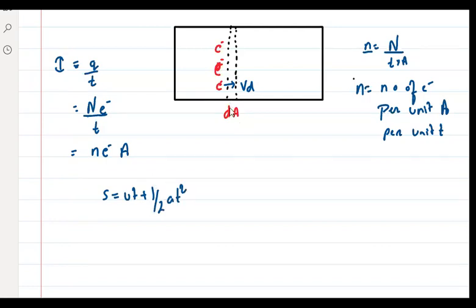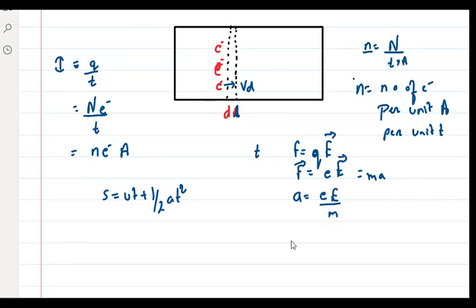Suppose this length is dl, and the electron moves this distance dl in time t. And the initial velocity u is zero. So the force acting on the electron is QE, which is eE. Anyone have any issue in this? Raise your hand. And this should be equal to mass into acceleration of the electron. So the acceleration of the electron can be given by eE by m.